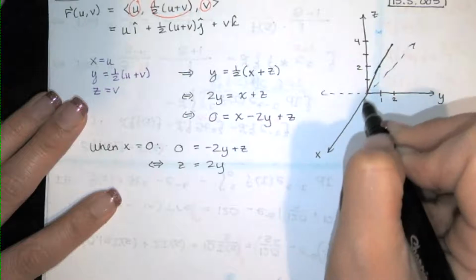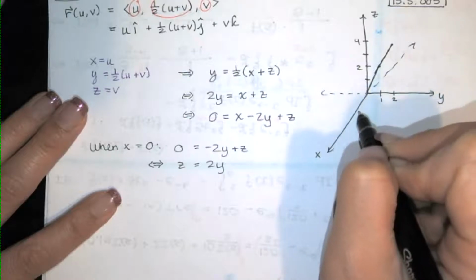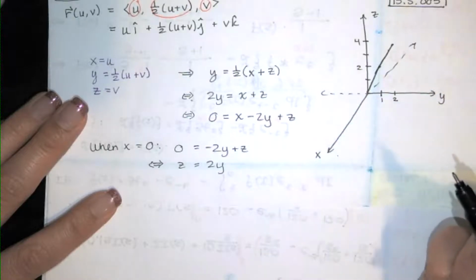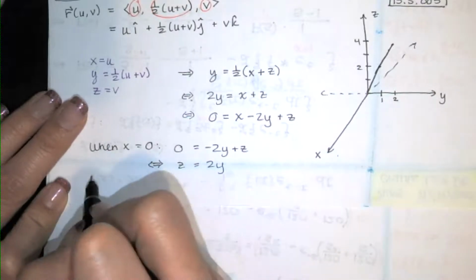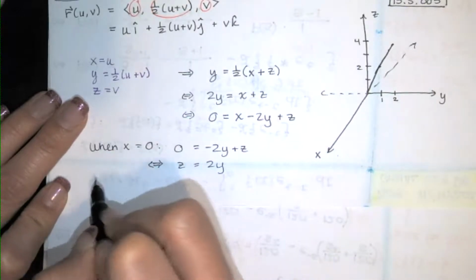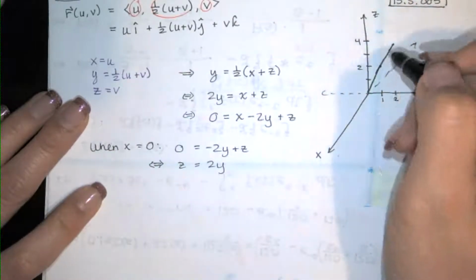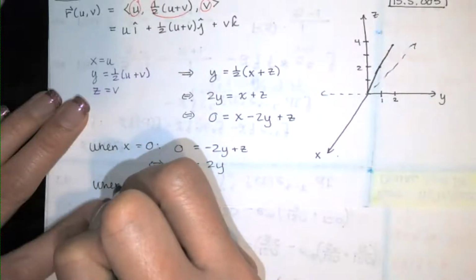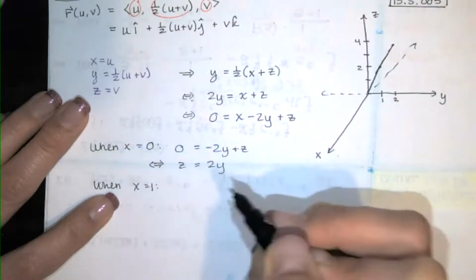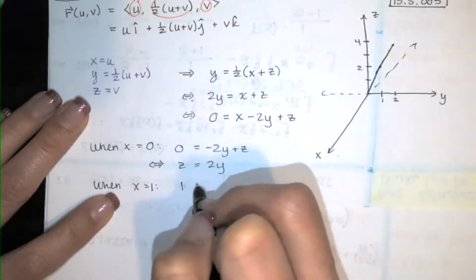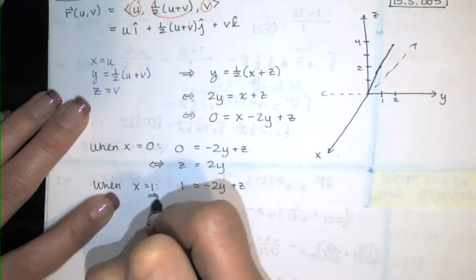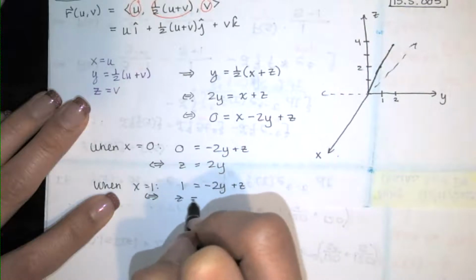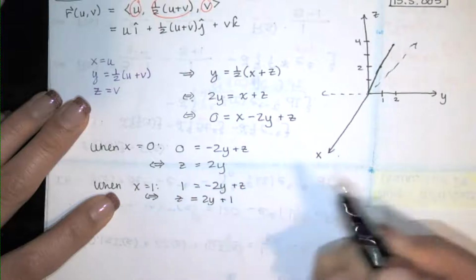And of course it would continue, but it's almost lining up with the x-axis, so I'm not going to keep drawing that. Now let's see, when x is equal to 1, we have 1 equals negative 2y plus z. So then we would have z equals 2y plus 1.